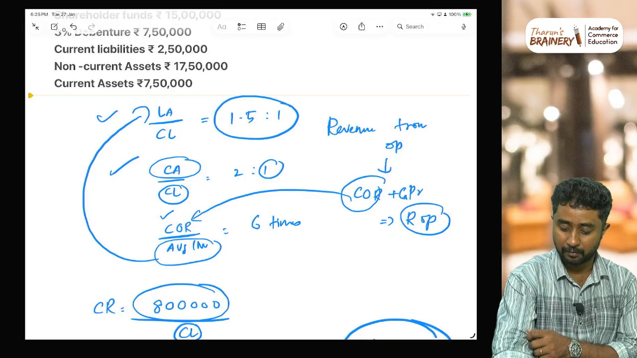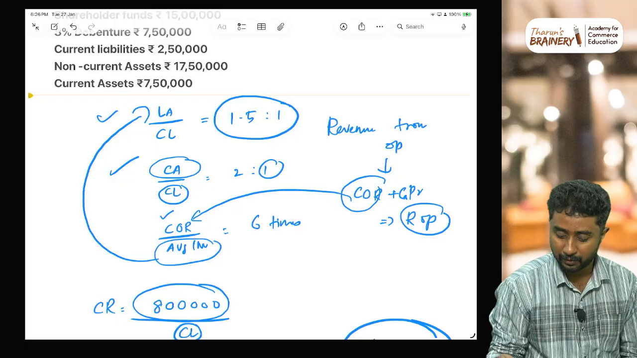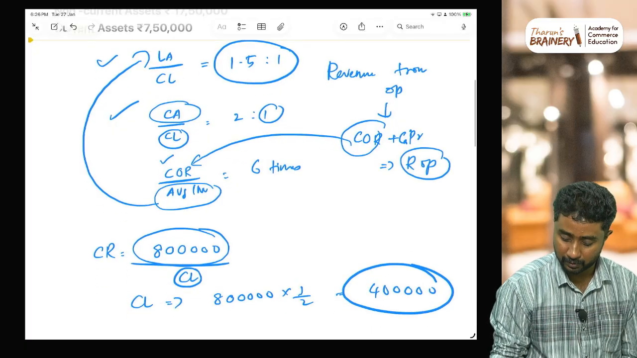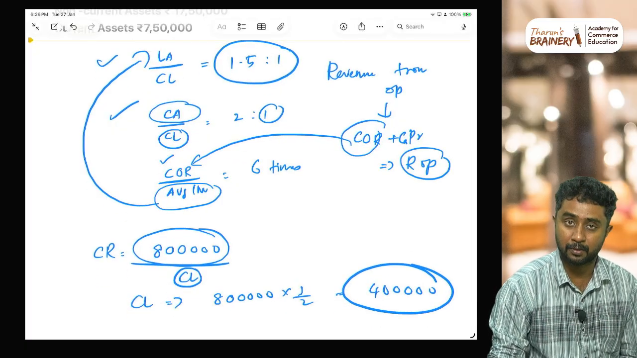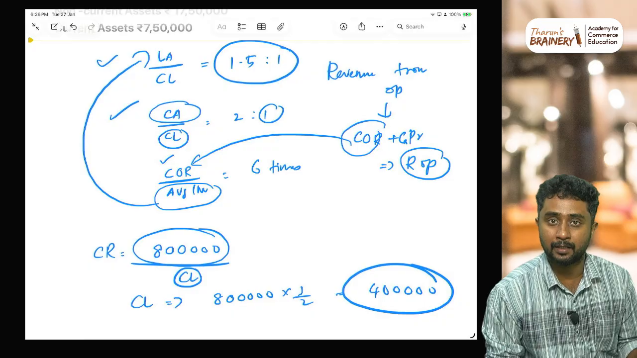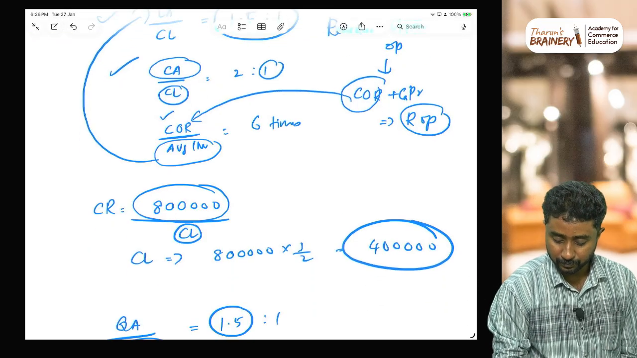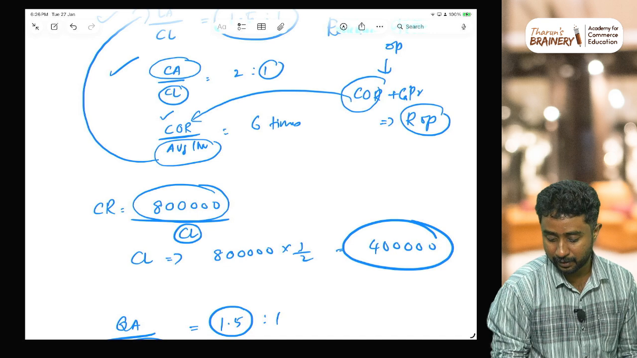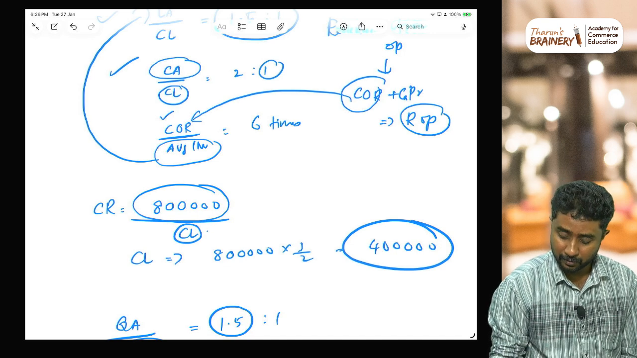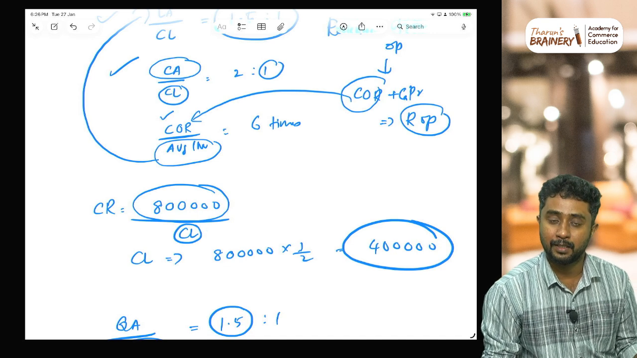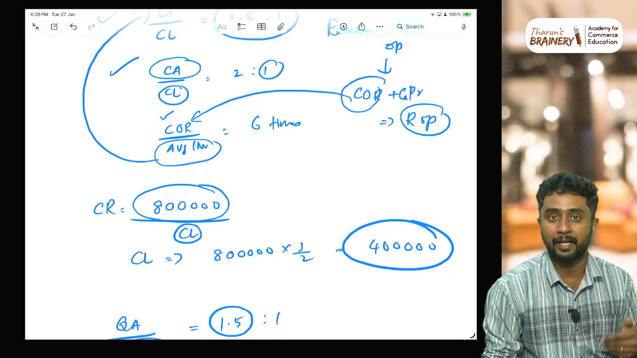See, in this question, the first ratio we are starting with is the current ratio, because only the current ratio related value is available in the question. So we started with that. The current ratio's answer is already given, and the current assets value is already given. So only one amount is missing, that is current liability. So first we solve that.